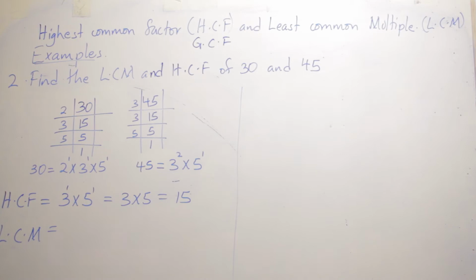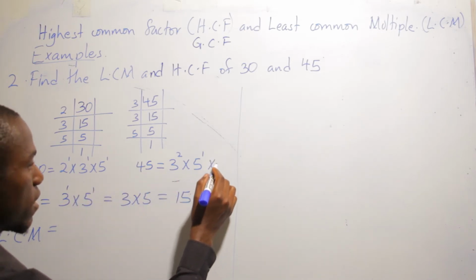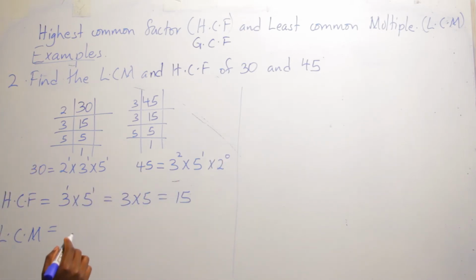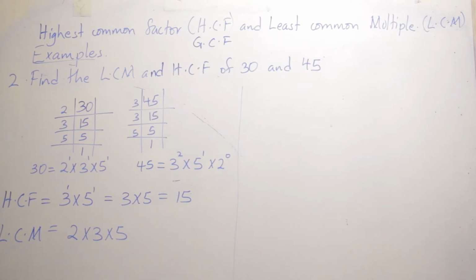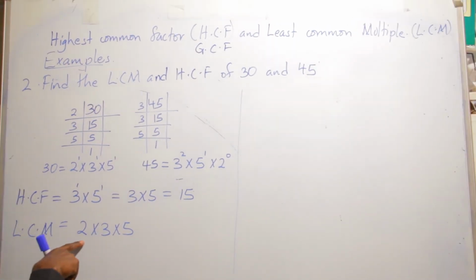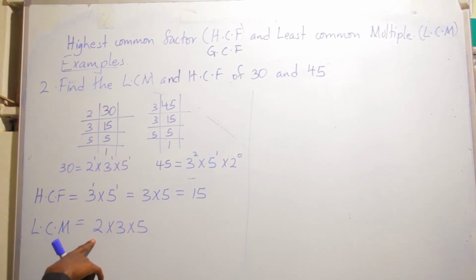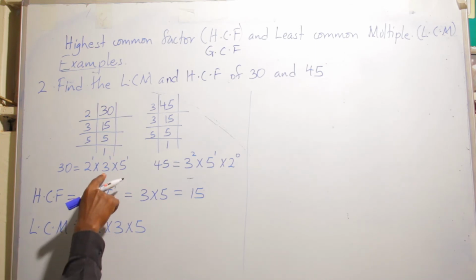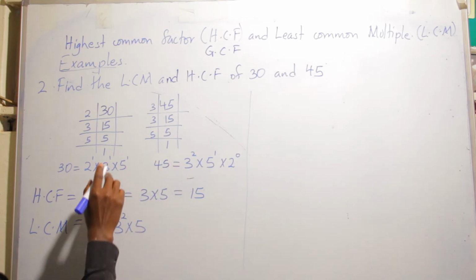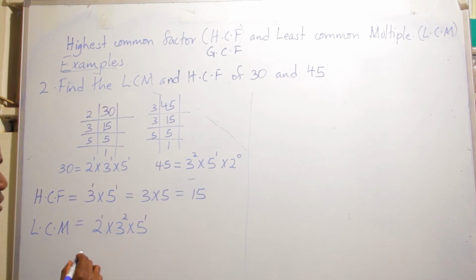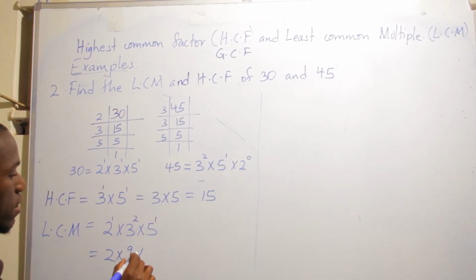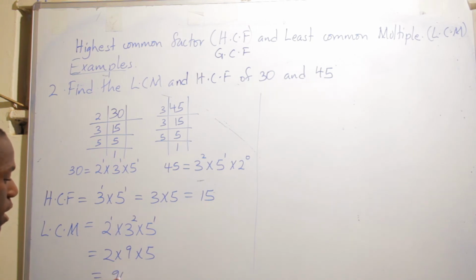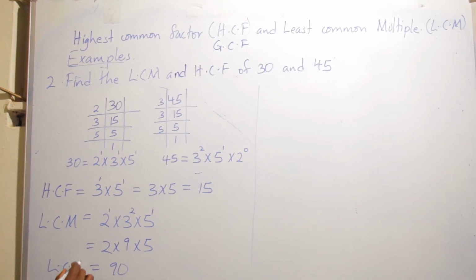So to get the LCM, we said this 45 has a 2 to power 0. So the 2 times the 3 times the 5. Now we are going to choose these primes having the highest power. So the 2, 0 and 1, we must take that one of 1. The 3, that one of 2. And the 5, that one of 1. So this is 2 times 9 times 5 to get 90 as the LCM.